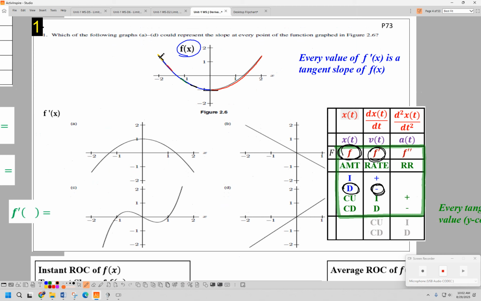This slope is negative. This slope is also negative, also negative, also negative. When F is decreasing, the slopes of F are negative. When F is increasing over here, every time I draw a tangent line slope of F, every one of those tangent line slopes will be positive when F is increasing. That's right here on Danica's chart. Questions?